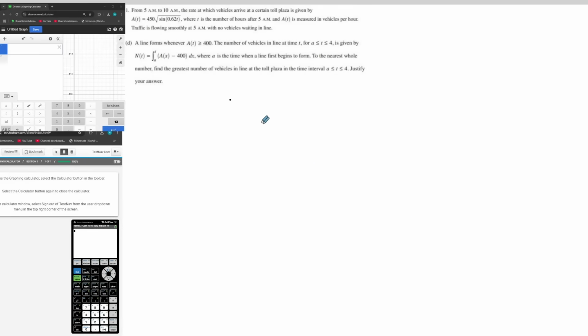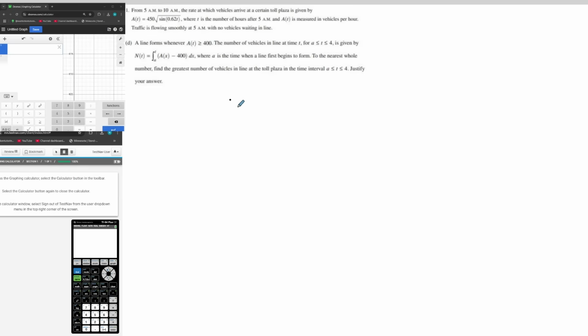Okay, now for part D, we're told a line forms whenever A of t is greater than or equal to 400. We're then told the number of vehicles in line at time t, for a ≤ t ≤ 4, is given by N of t equals the integral from a to t of A of x minus 400, where a is the time when a line first begins to form.